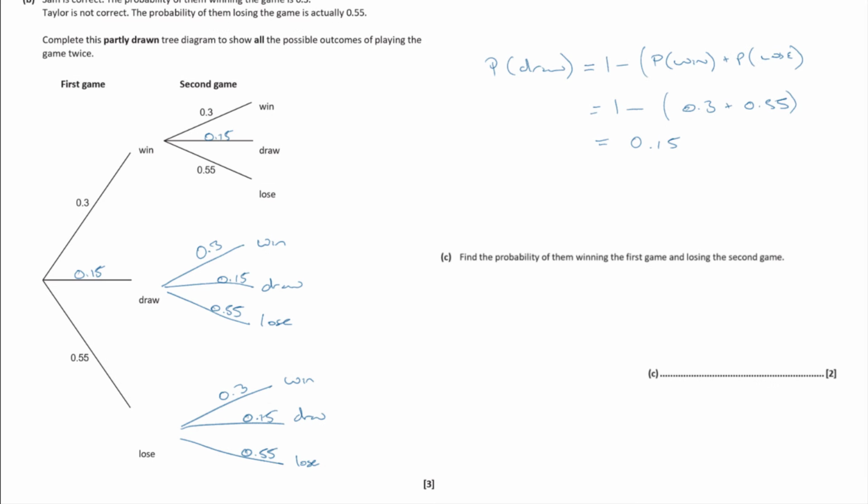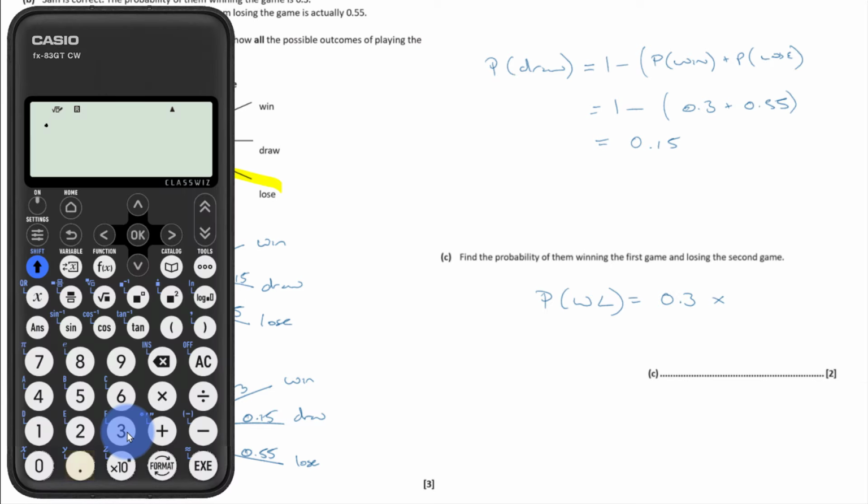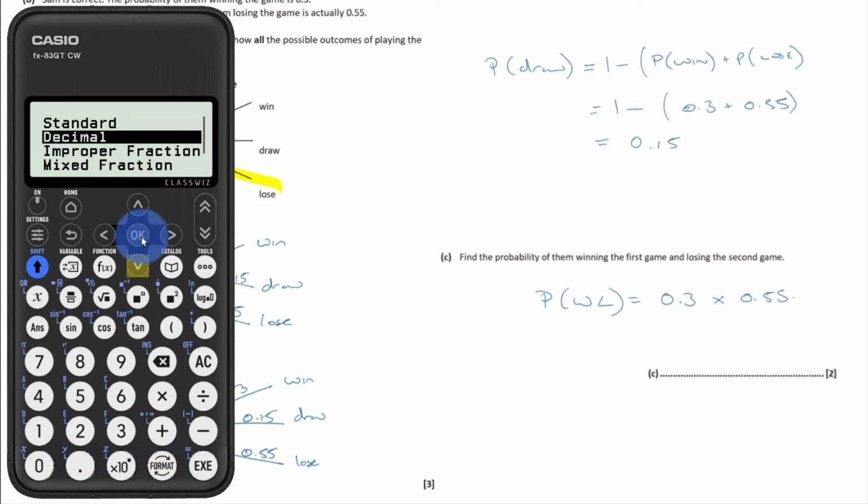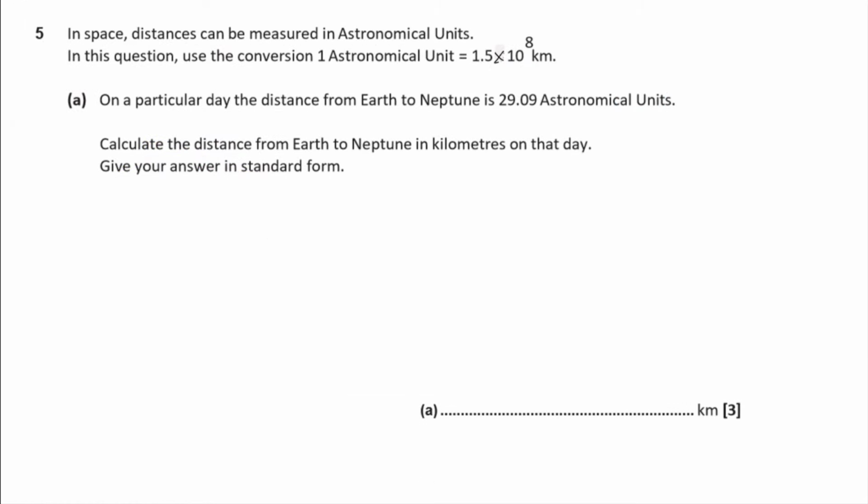Part C says, find the probability that they win the first game and lose the second game. Well, that would be this route then, wouldn't it? Win and then loss. So looking at the values along that path, I've got 0.3 and 0.55 along those 2 branches. So the probability of winning the first game and losing the second game is just going to be 0.3 multiplied by 0.55. 0.3 times 0.55 comes to be 0.165.